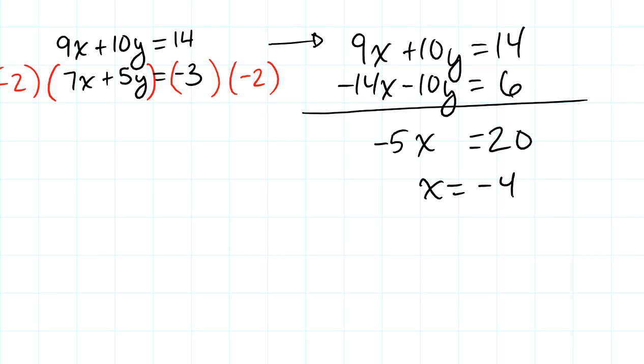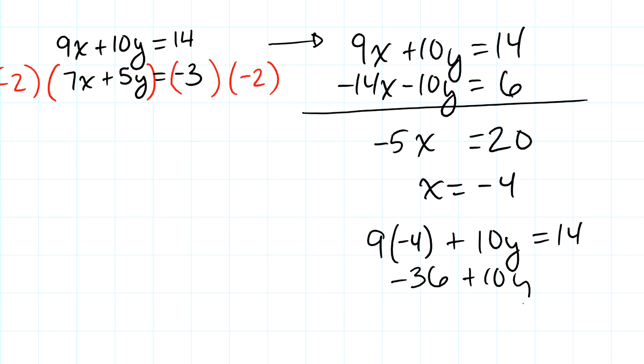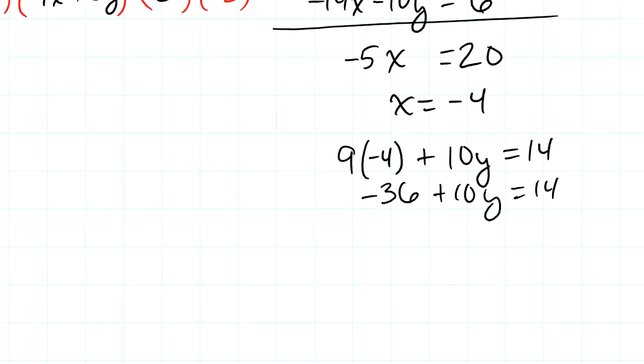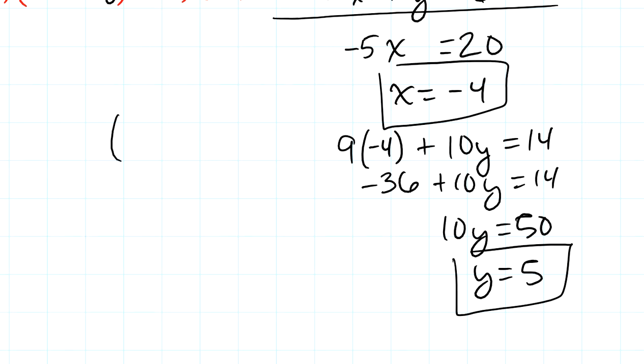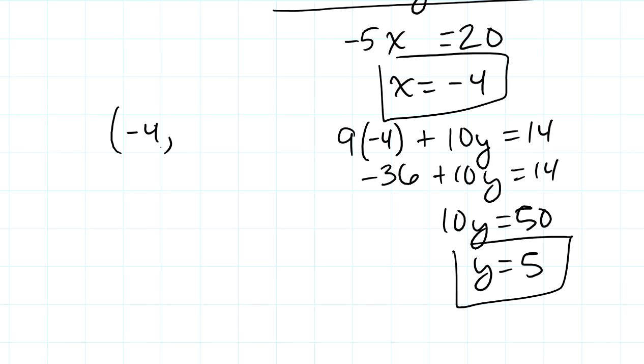I'm going to go ahead and take the first equation. The first equation was 9x, except instead of x, I'm going to place the number negative 4 there. So that's 9 times x plus 10 times y equals 14. This is, what, negative 36 plus 10y equals 14, so we'll add 36 to each side. 10y is 40, 50. And if 10y is 50, then y has to be the number 5. So I believe x is negative 4 as an ordered pair, and we believe that y is the number 5.